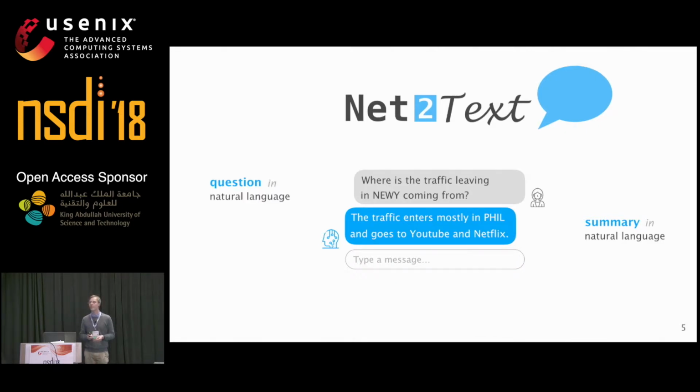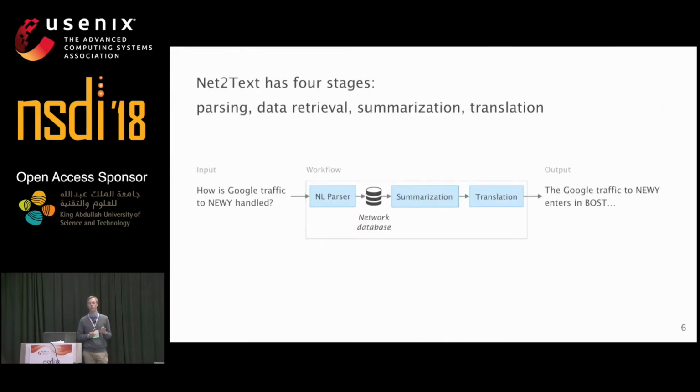So Net2Text goes from question to answer. And from question to answer, we go through 4 steps. First of all, we need to understand what your question is actually about. Then Net2Text needs to retrieve the data which is pertaining to this question. In the next step, extract the high-level insights, for example, the destinations to reroute, and then map it back to natural language. So let's look at all of these boxes in a bit more detail.